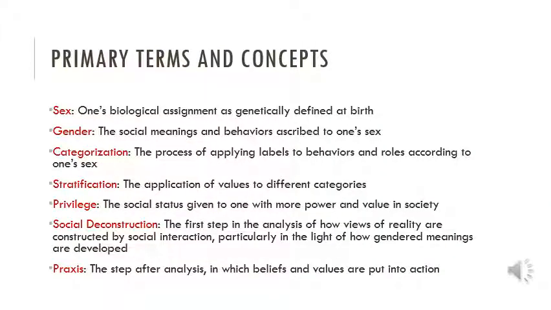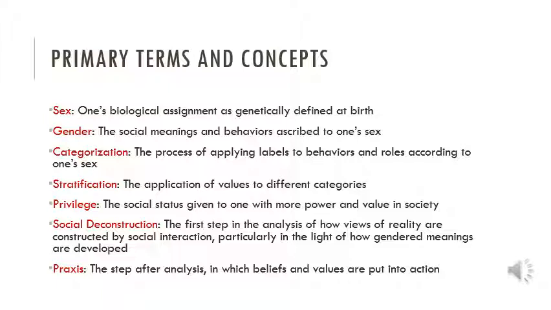There are several primary terms and concepts related to this theory. The first being sex. Sex is one's biological assignment as genetically defined at birth, predominantly being that of male or female. The second is gender. Gender, as we discussed earlier, is the social meanings and behaviors ascribed to one sex. The next is categorization. Categorization is the process of applying labels to behaviors and roles according to your sex.